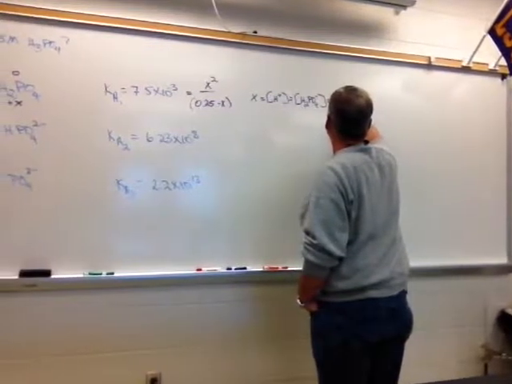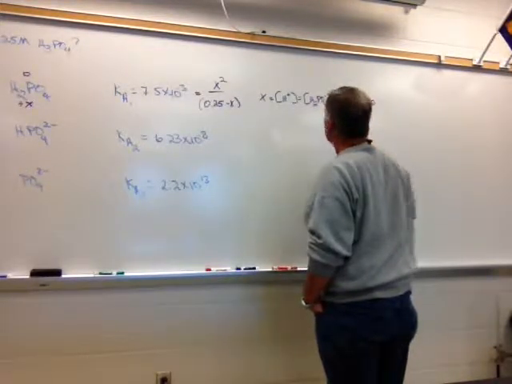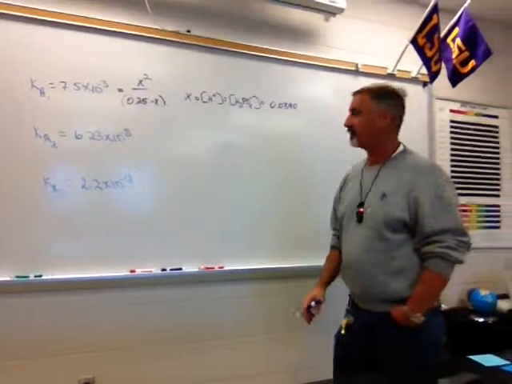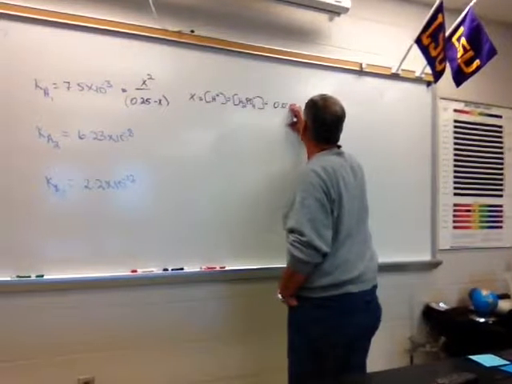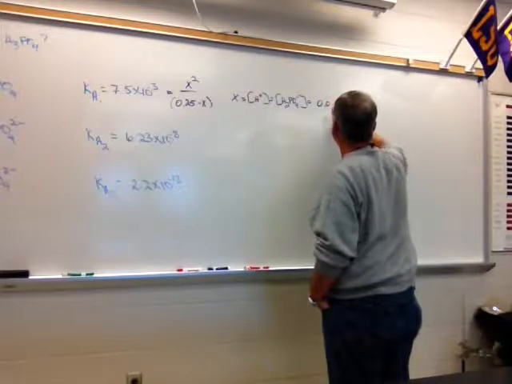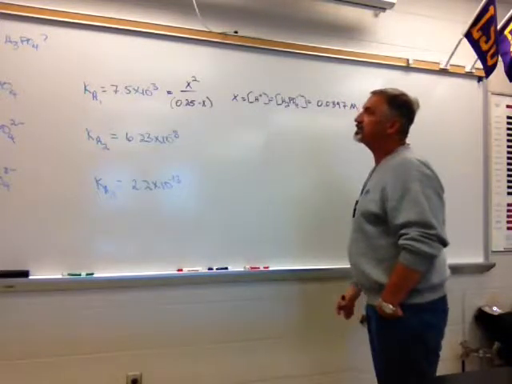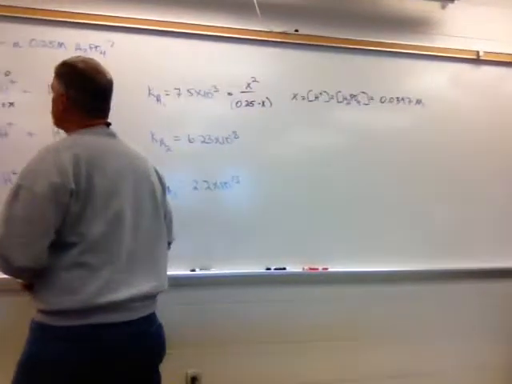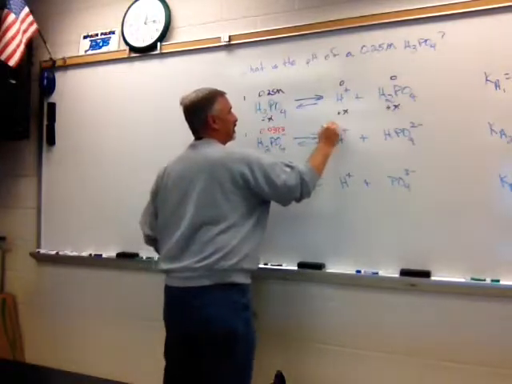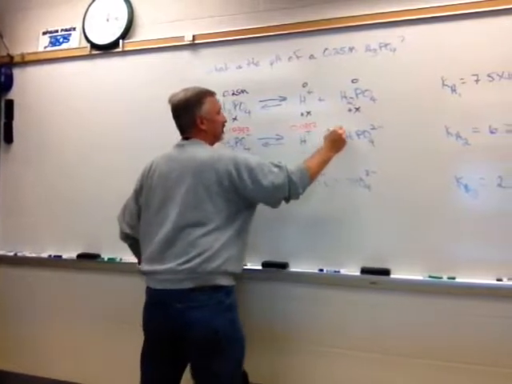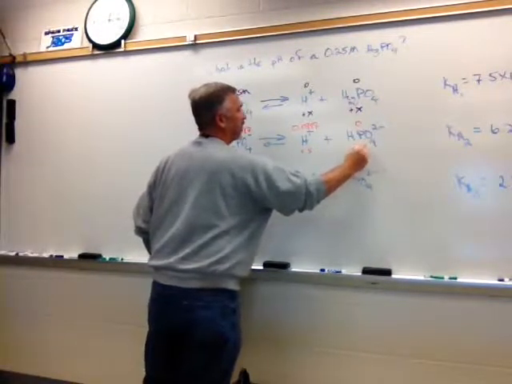0.0397. So 0.04. Okay, so there's my initial. So now this is 0.0397, 0.0397, 0, minus x, plus x, plus x.